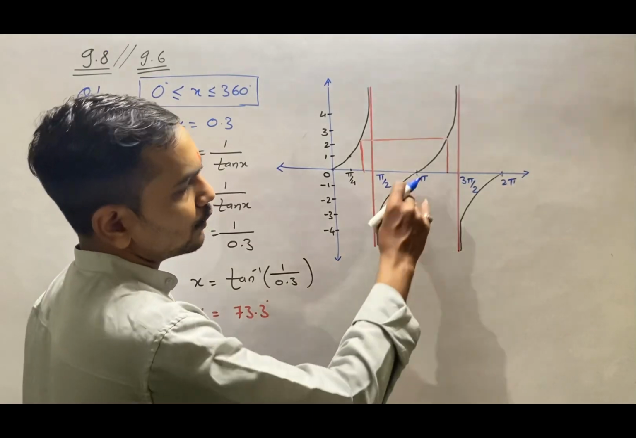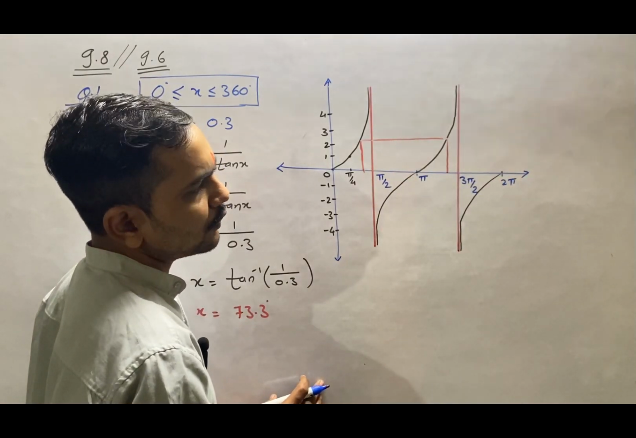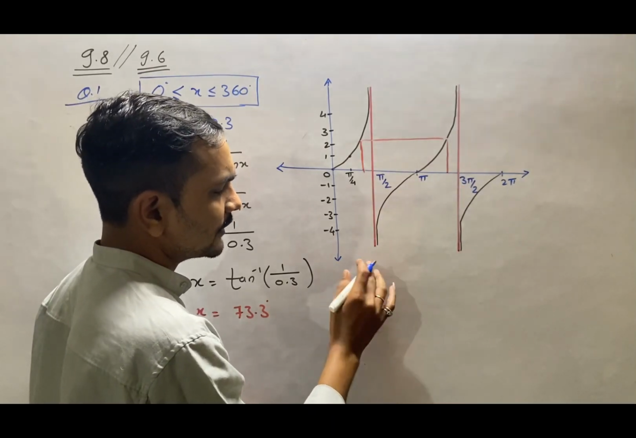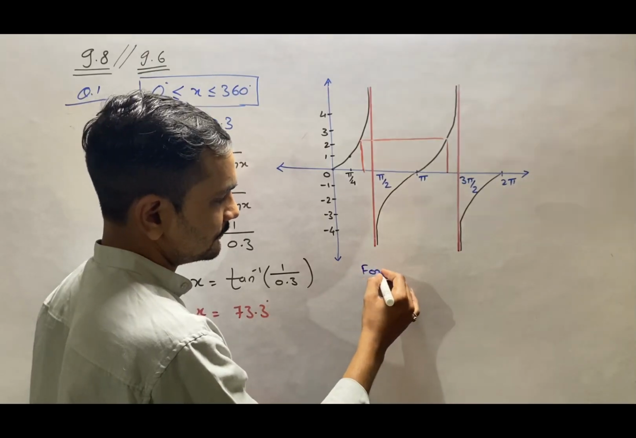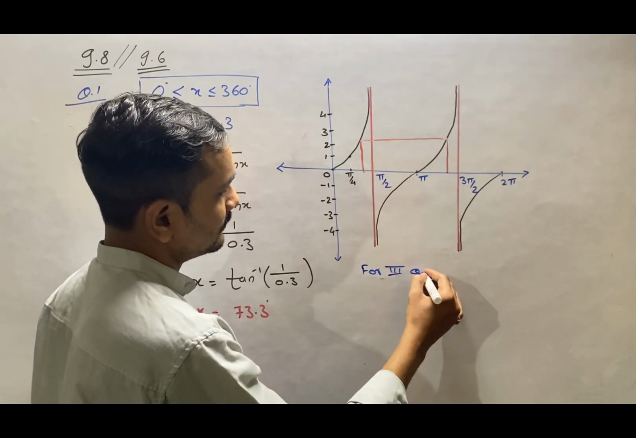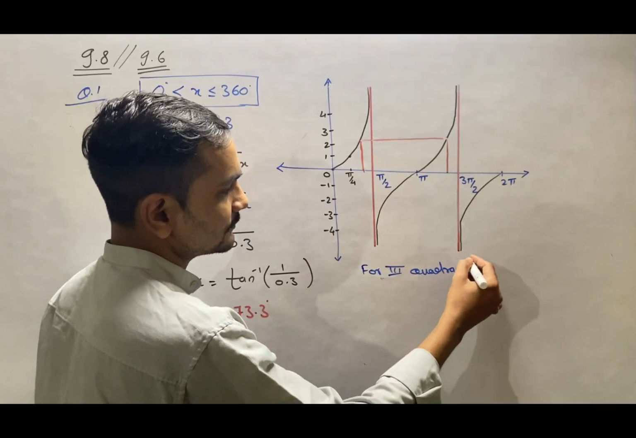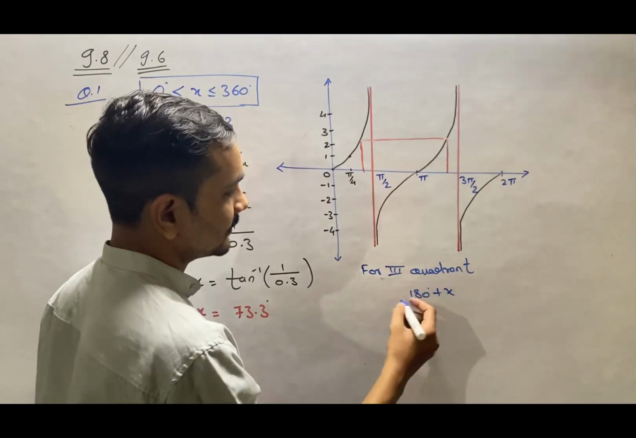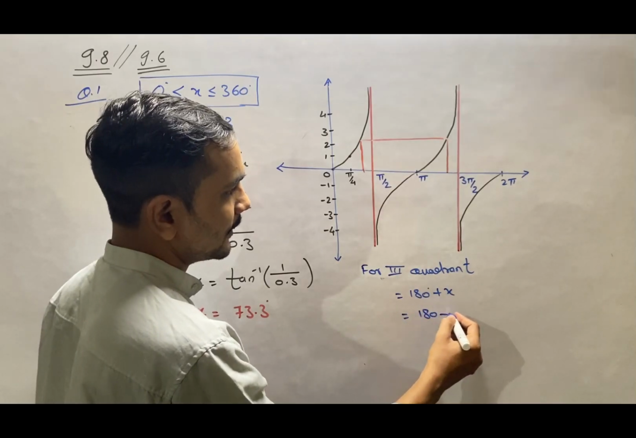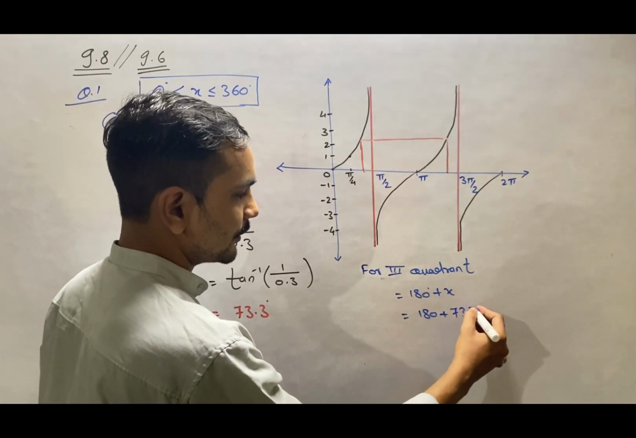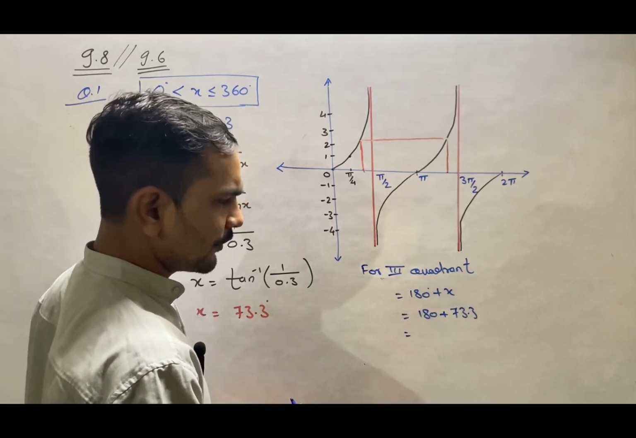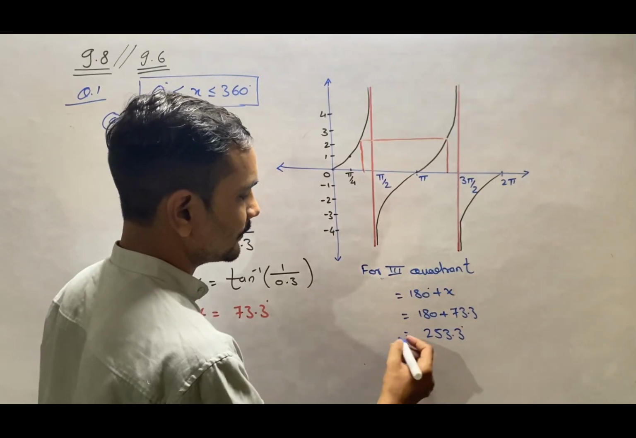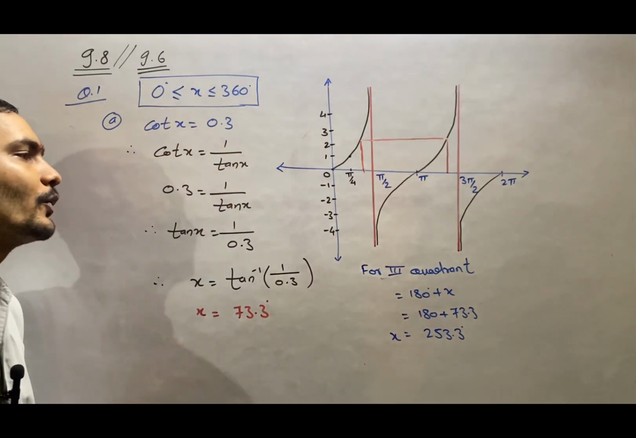Third quadrant. So moving in the third quadrant, if we need the value in the third quadrant, what we will do is plus 180. So 180 plus whatever the x we get. So 180 plus 73.3. So let's sum up: 253.3 degrees.